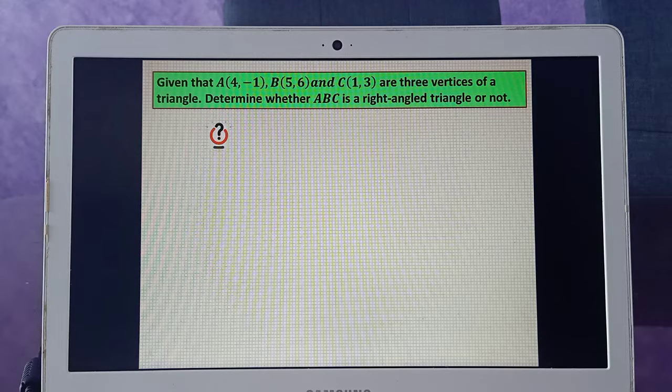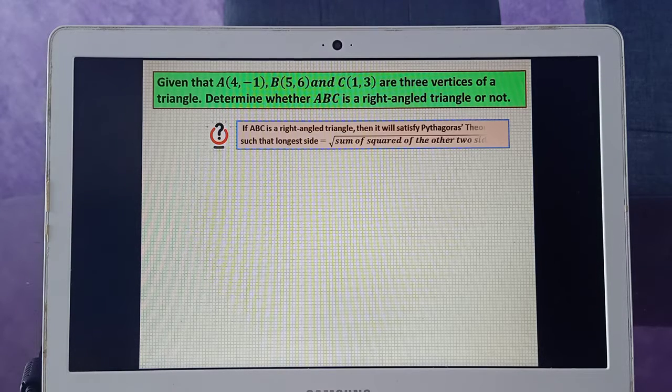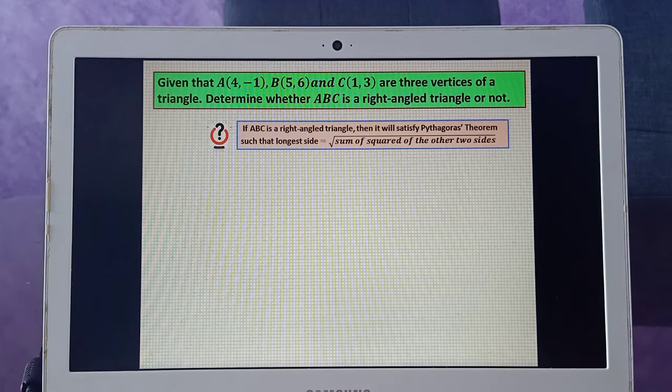In order to determine whether ABC is a right-angled triangle or not, it needs to satisfy Pythagoras Theorem. I hope you still remember Pythagoras Theorem. If ABC is a right-angled triangle, then it will satisfy Pythagoras Theorem such that the longest side is equal to the square root of the sum of squares of the other two sides. So we are going to see the relationship among the sides of a triangle.